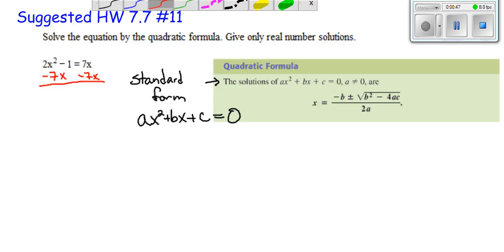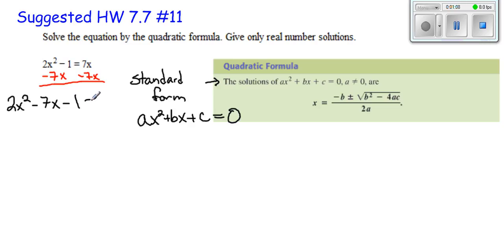At that point, when I rewrite it to get ready to work, I get 2x squared. Because the 7x does not have any like terms over here, I just go ahead and slide it in its slot, because we want to go in descending order. So we have a degree of 2, a degree of 1, and then our constant. And that equals 0.